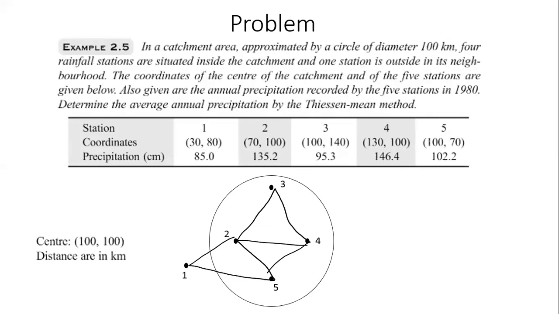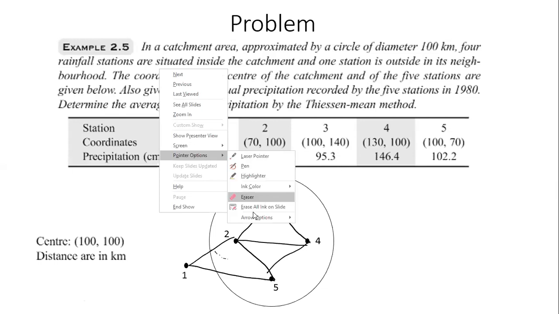Then I draw a perpendicular bisector for each of the sides of each triangle. So I draw a perpendicular bisector. Maybe I'll use a different color. That's easier to do.